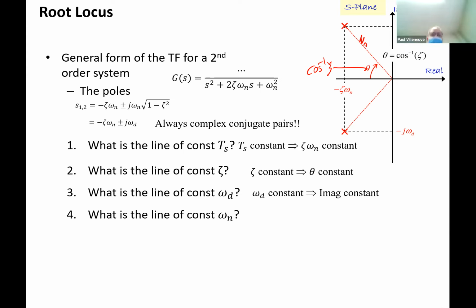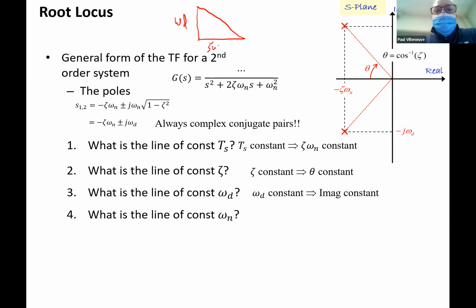Let's do the trig identities because it's quiet and you might have forgotten these terms. So let's go ahead and define this. All right, so let's draw a right triangle over here. And this value is omega sub d. And this value is zeta omega sub n. Don't forget, omega sub d is equal to omega sub n times the square root of 1 minus zeta squared. That's our definition. This equation over here, this is the hypotenuse.